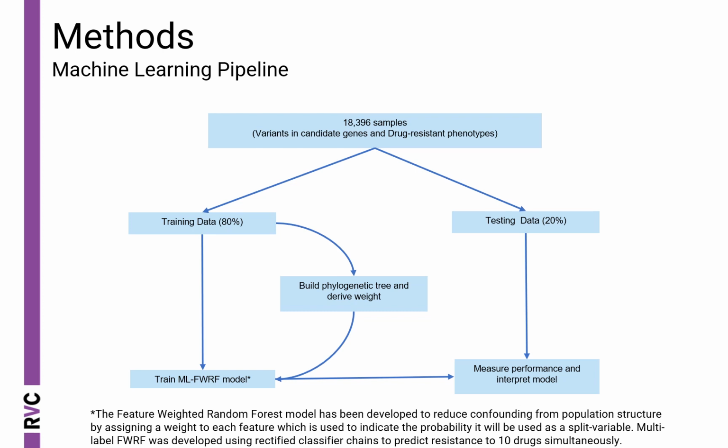The feature-weighted random forest model is a previously developed model that assigns a probability to each feature that will be used as a split variable, and it uses this probability from the phylogenetic tree to help it control population structure confounding. We turn this into a multi-label model using a classifier chain approach. We then used 20% of the data, our testing data, to measure the performance and interpret the model.